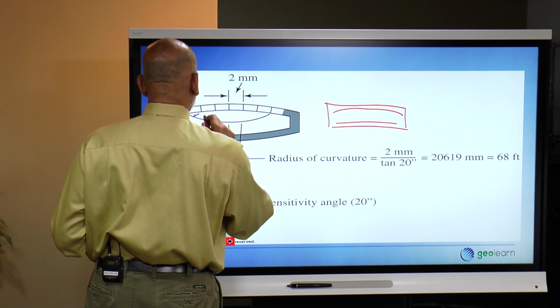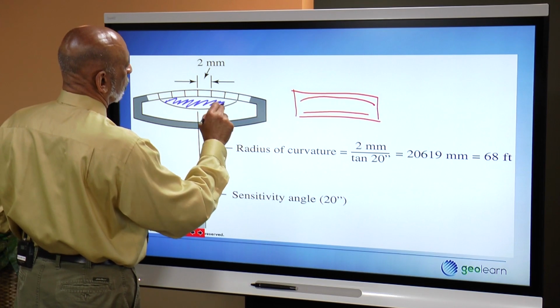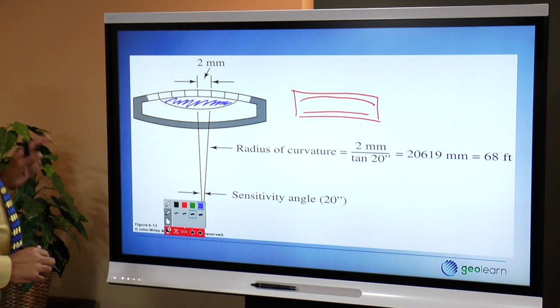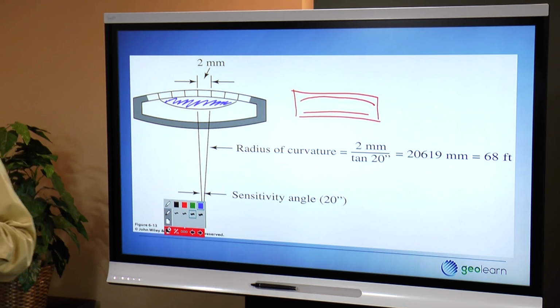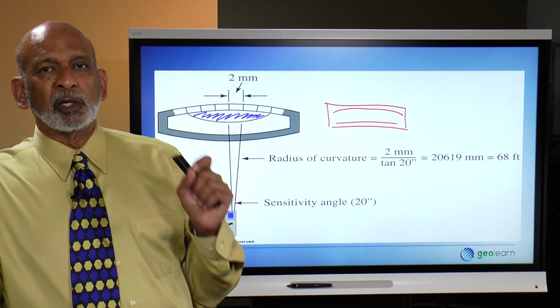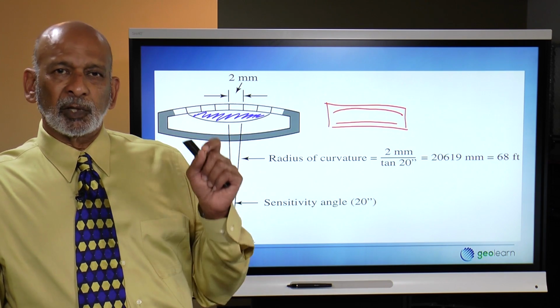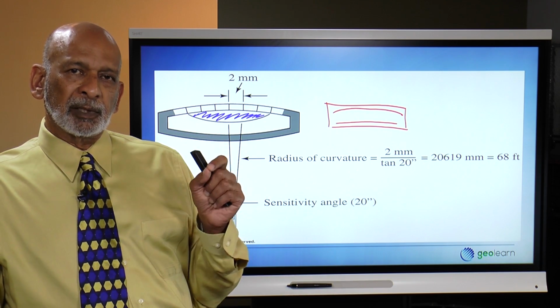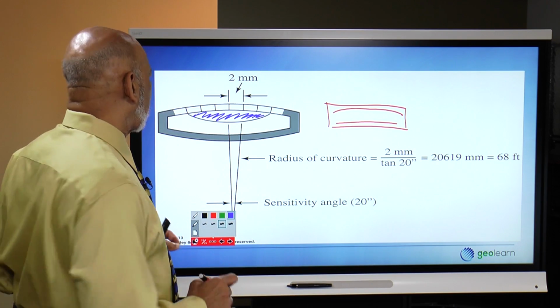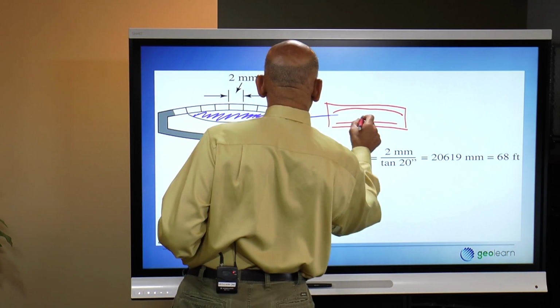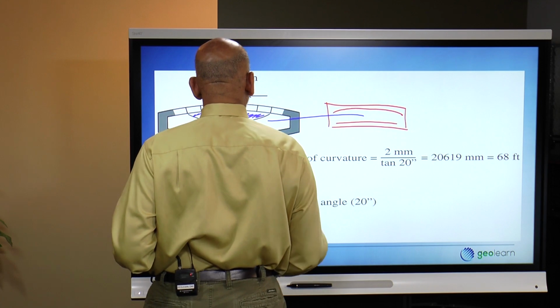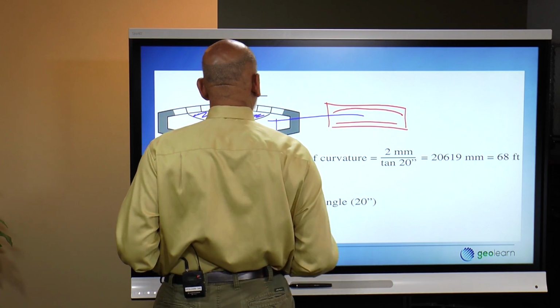Let me just color it in blue. So that causes the bubble to rise to the top, because what the bubble is doing is actually responding to gravity. So when you level up a bubble tube, what you're really doing is placing the bubble tube such that its axis is perpendicular to the vertical. You want a 90-degree angle right there.